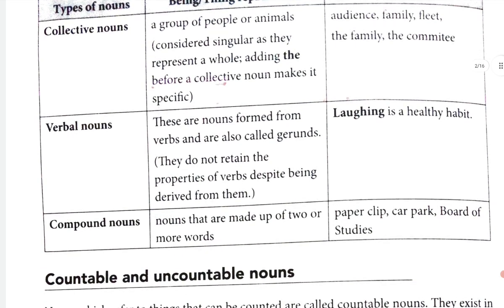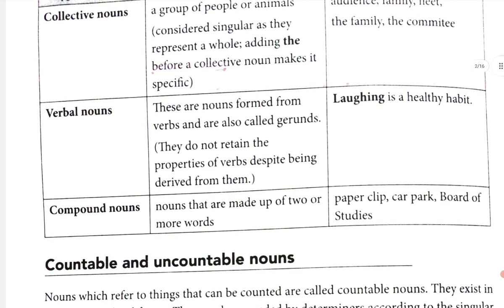Then compound nouns. As the name indicates, these are nouns made up of two or more words, like paperclip, car park, board of studies, etc. Two nouns come together, like paper, clip. Taken apart, they are still nouns. Car, park, board of studies, like that.